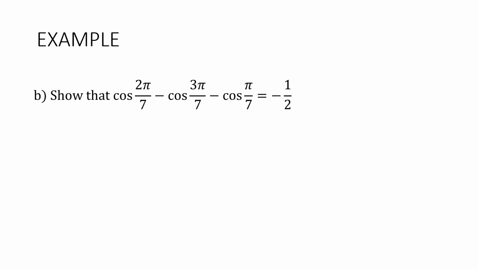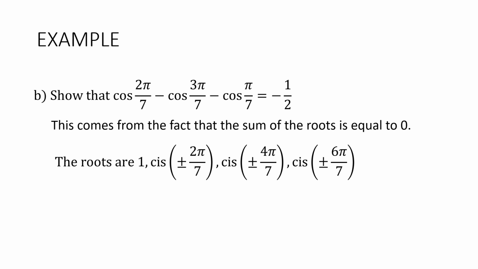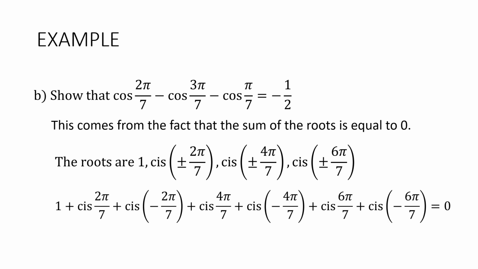We show that cos 2 pi on 7 take away cos 3 pi on 7 take away cos pi on 7 is equal to negative a half. Now, this is to do with the sum of the roots. If you had them all multiplied together, it would be to do with the product of the roots. So we're going to start with the sum of the roots. It comes from the fact that the sum of the roots is equal to 0. Here are our roots, so let's add them all up and put them equal to 0.